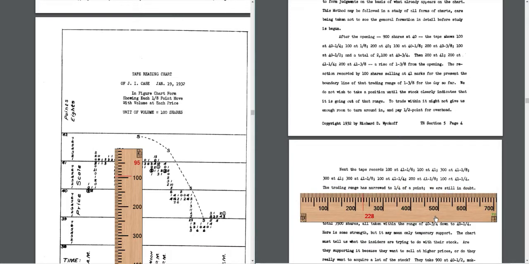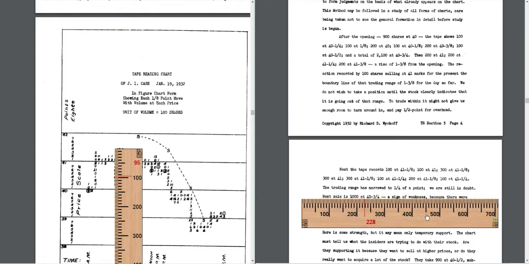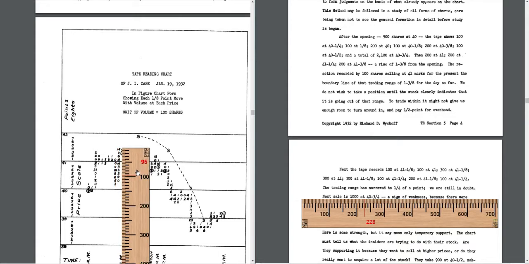Alright, so it does this. The trading range has narrowed to 1/4 of a point. What is 1/4 of a point? It's right here. This is very tight. 1/4 of a point, meaning 2/8. We are still in doubt. Next sale is 1,000. Where's 1,000? Right there.